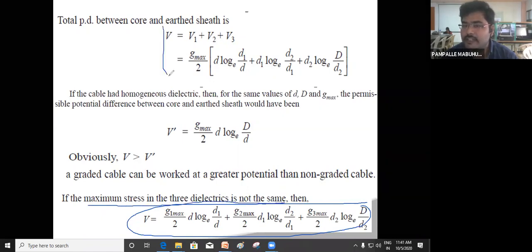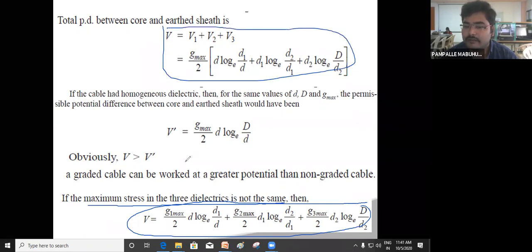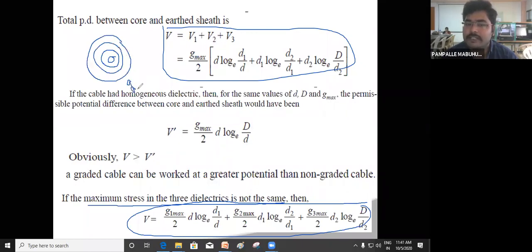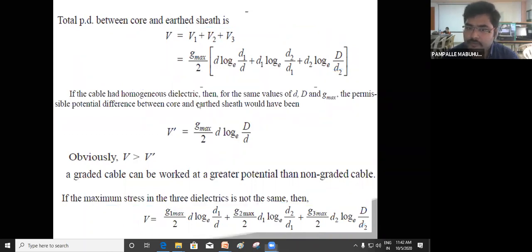So this was derived by considering that the maximum stress is the same at each layer. You are considering the three layers, right? If you consider the Gmax to be the same at all the layers, then this will be the equation. Suppose the Gmax is not the same at the three layers, then you have to use this equation. Here G1 max, G2 max, G3 max are the maximum potential gradients of the three layers.